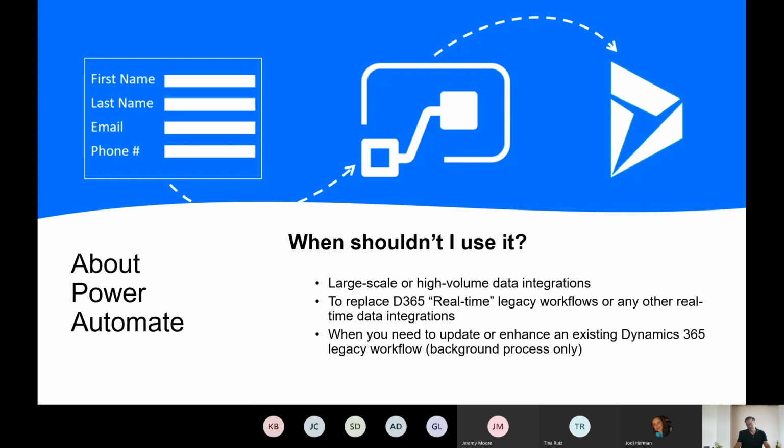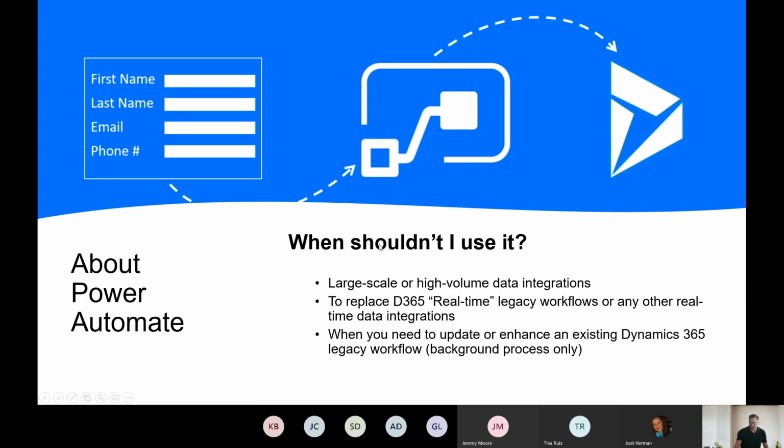There's what's known as the real-time workflows, and currently with Power Automate you cannot do anything real time. It's always going to happen asynchronously in the background. So you're not going to be able to have a Power Automate that runs and you see the results immediately in front of you. Whereas the classic legacy workflow engine does have that capability. So right now today, you're not able to replace those types of workflows.